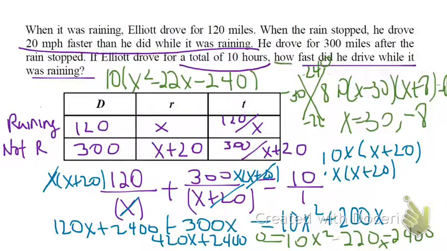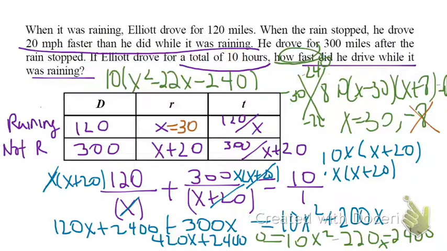We were trying to find how fast did he drive while it was raining. Can we use both of these solutions for our answer choice? No. Which one are we going to throw out? The negative, because our speed cannot be negative. So we'll throw him out. He's extraneous, right? We're not going to use him. And so we get that our X equals 30. We're going to come back over here. We get X equals 30.